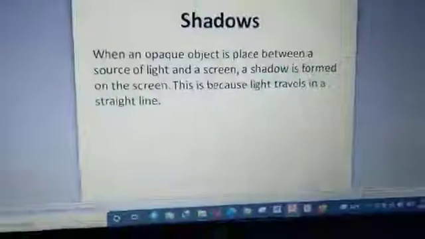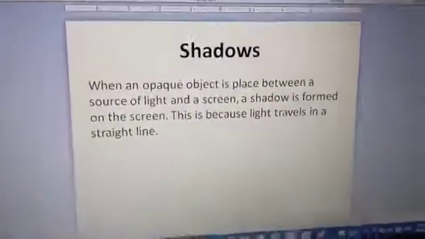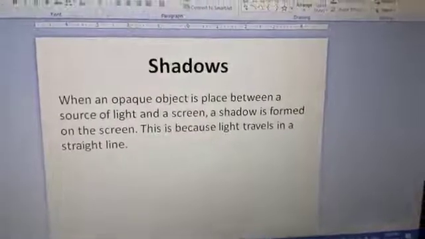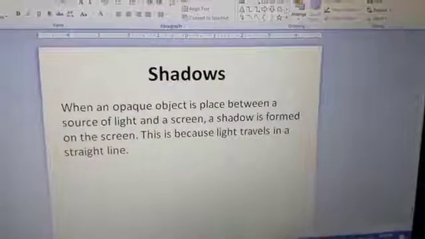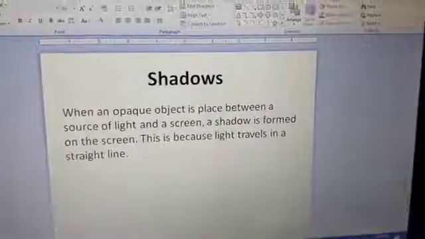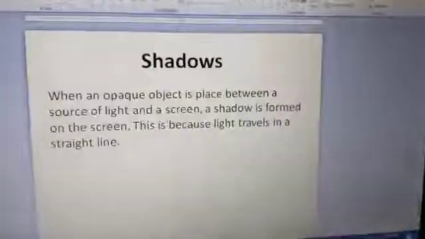Shadows. When an opaque object is placed between a source of light and a screen, a shadow is formed on the screen. This is because light travels in a straight line. Now let's see this video about the formation of shadow.